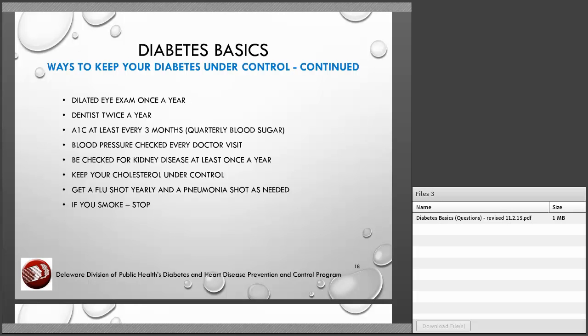It's important to keep your cholesterol under control, and watching your fats, eating healthy fats more than the saturated fats, will help with that. And get a flu shot every year and a pneumonia shot as needed. If you smoke, stop.